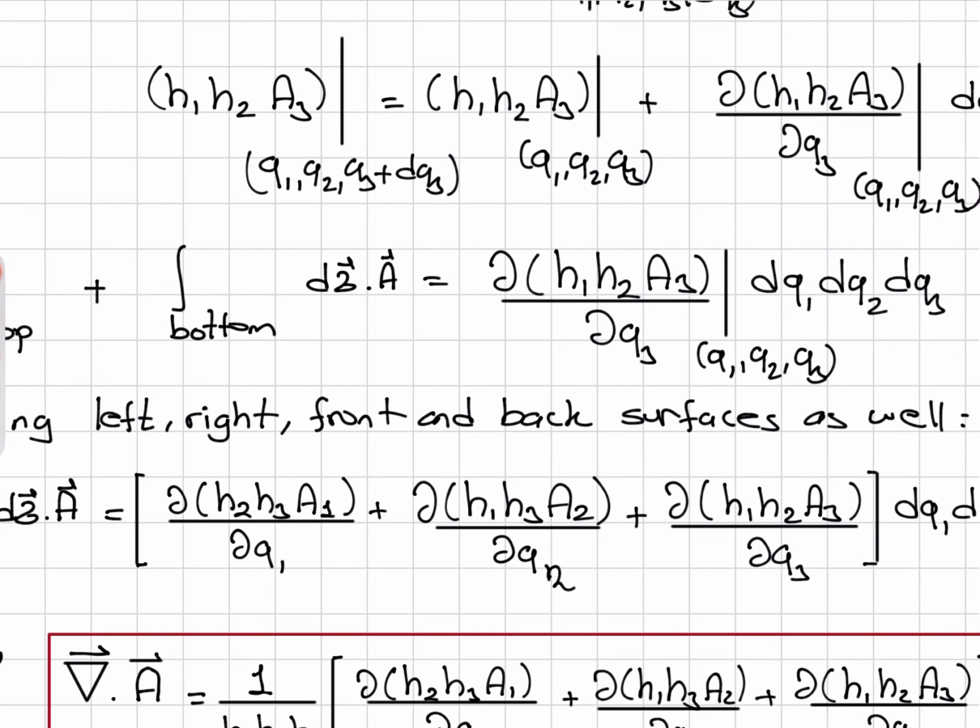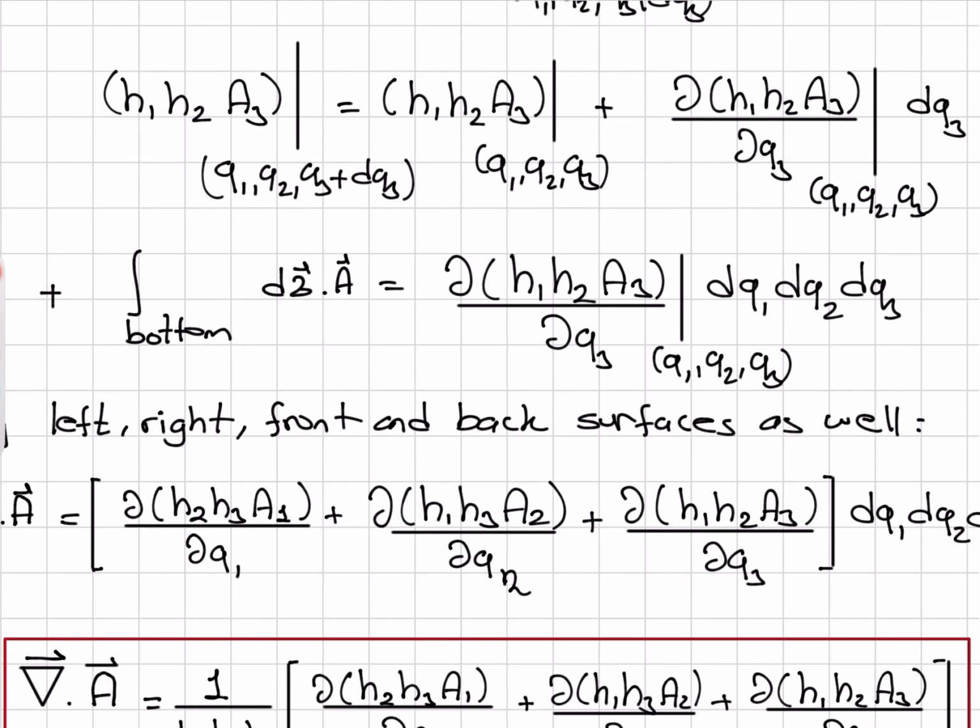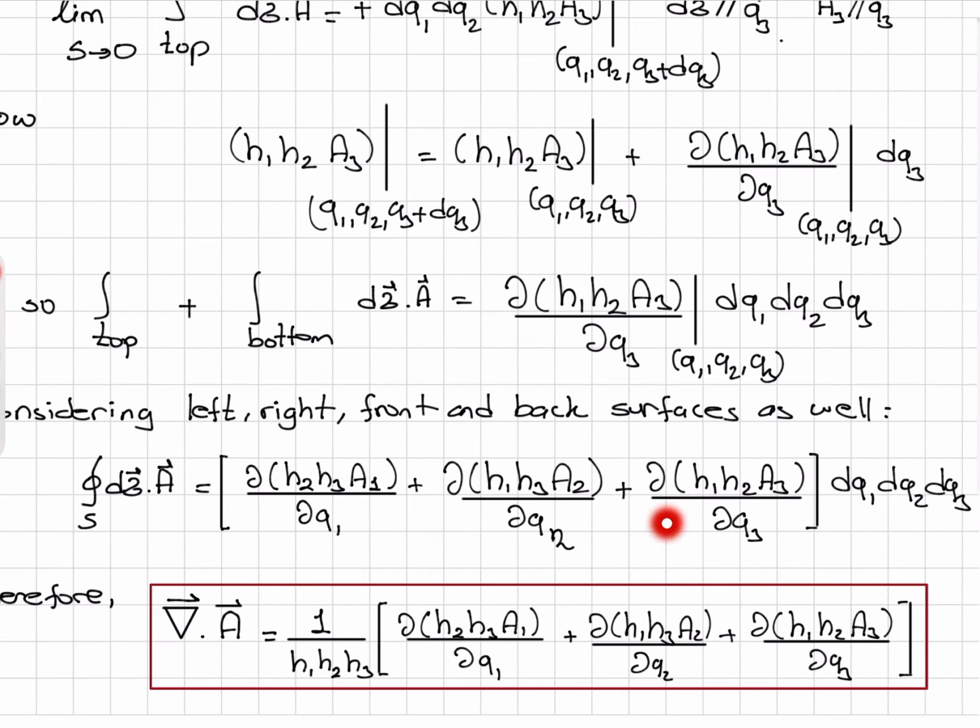If I do the same exercise for the left, right, front, and back surfaces, instead of A3 I would have A1, and h1 h2 would be h2 h3, with the partial derivative with respect to q1. And then instead of A3, I would have A2, then I would have h1 h3 with the partial derivative with respect to q2. And this term we already have here. So the total would be this.